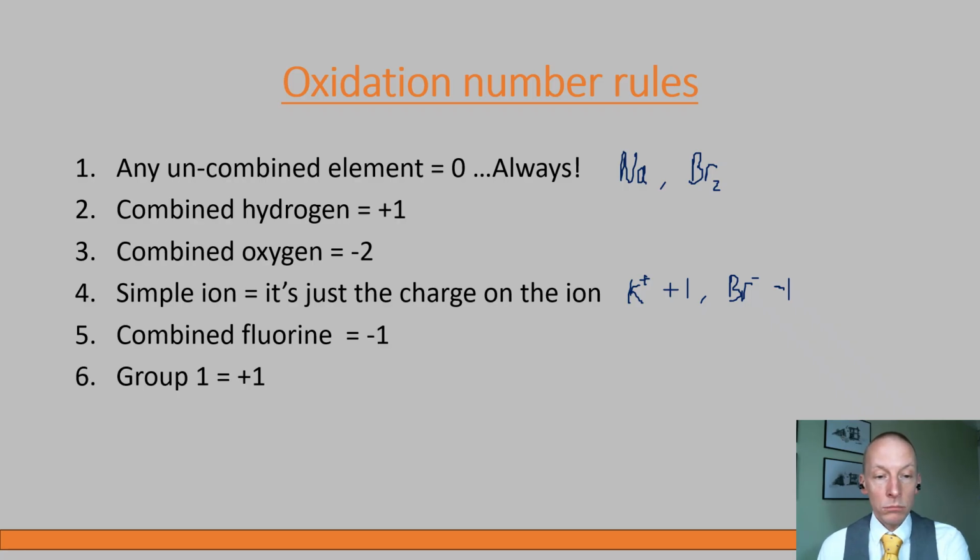Anything in group 1, so lithium, for example, that again forms a +1 ion, so that will have an oxidation state of +1. And for group 2 as well, that forms +2 ions, so their oxidation states will be +2. For example, barium forms a 2+ ion.